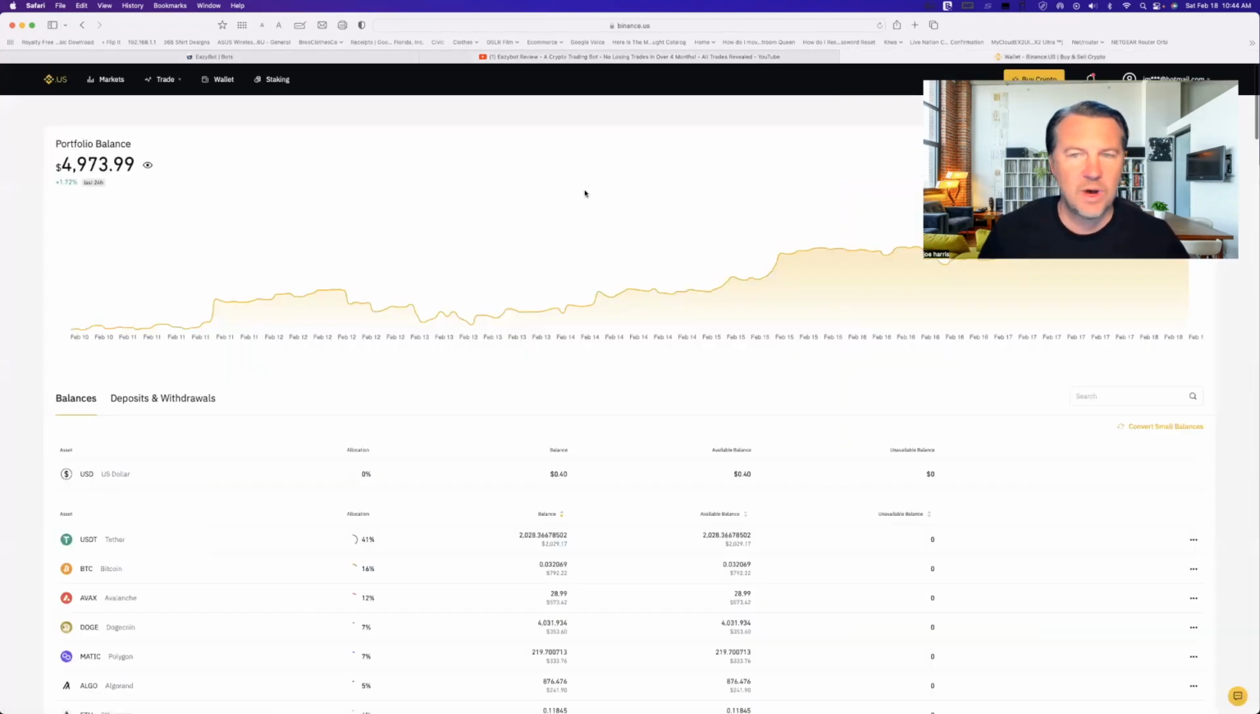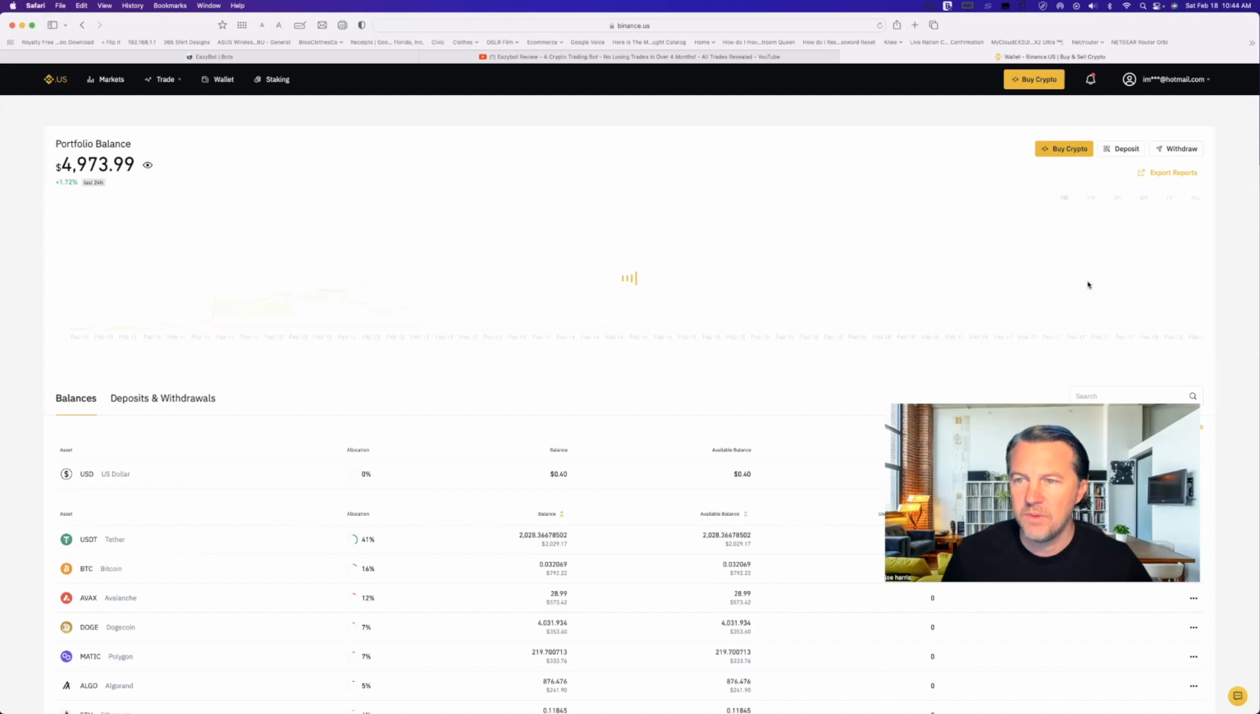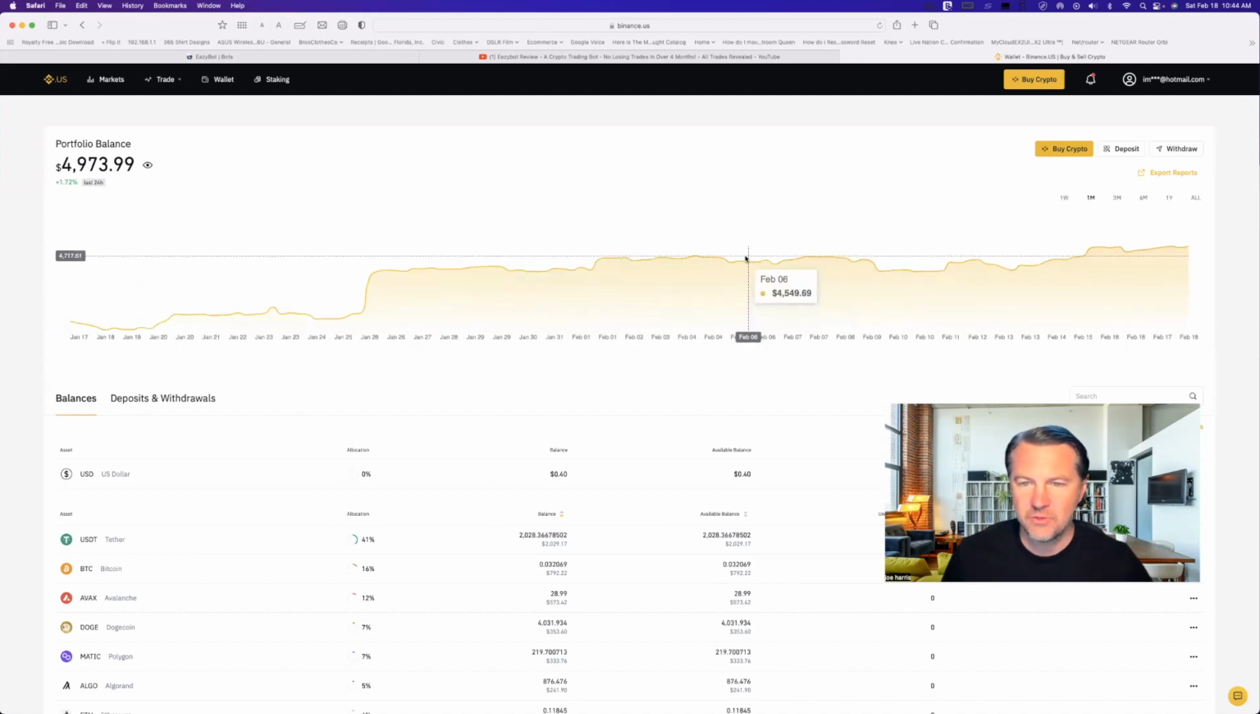But let's go back to this wallet. You'll see since February 5th, well, it doesn't even go back that far, so let's go back one month. On February 5th, here's where I was: $4,549. Today I'm at $4,975.